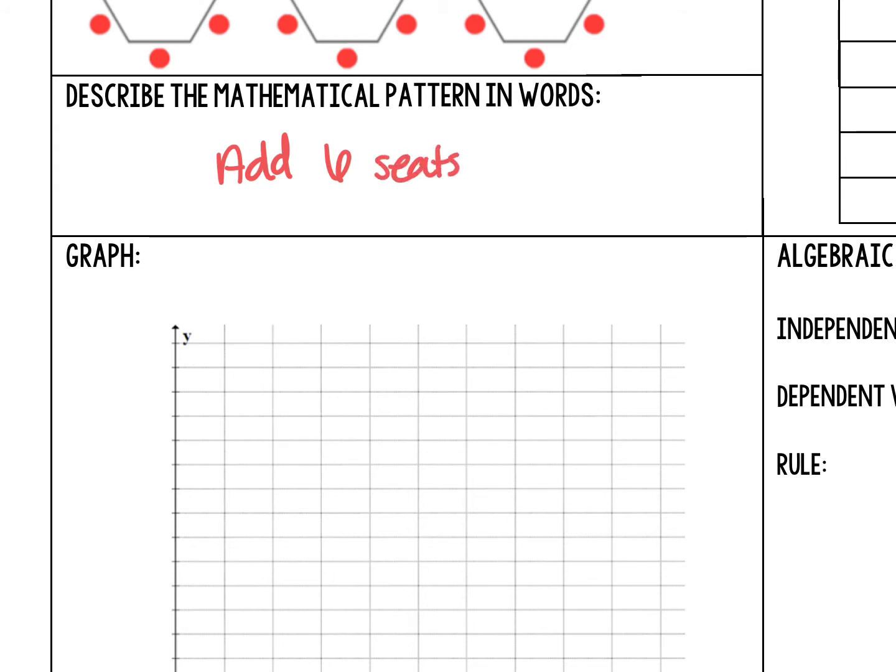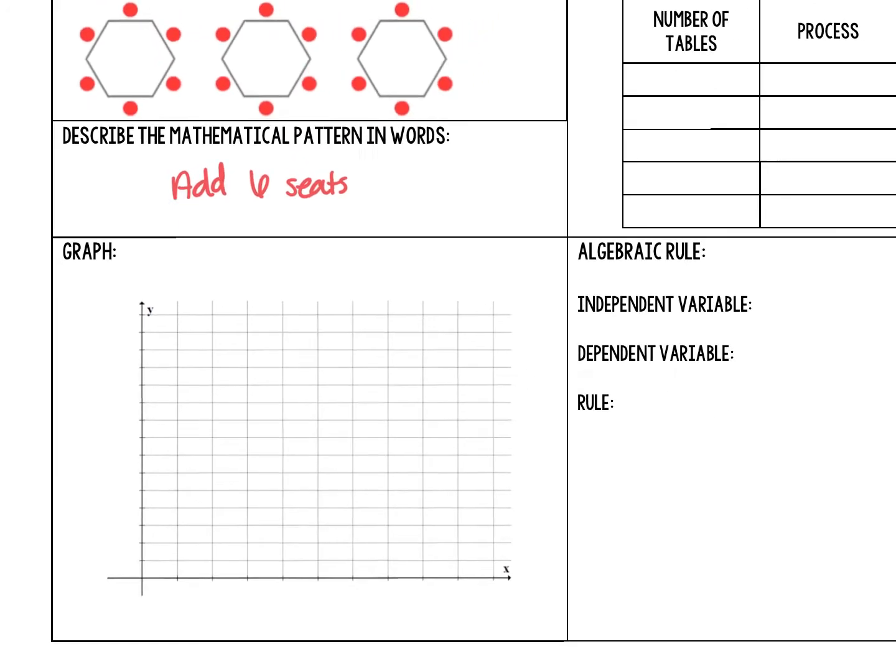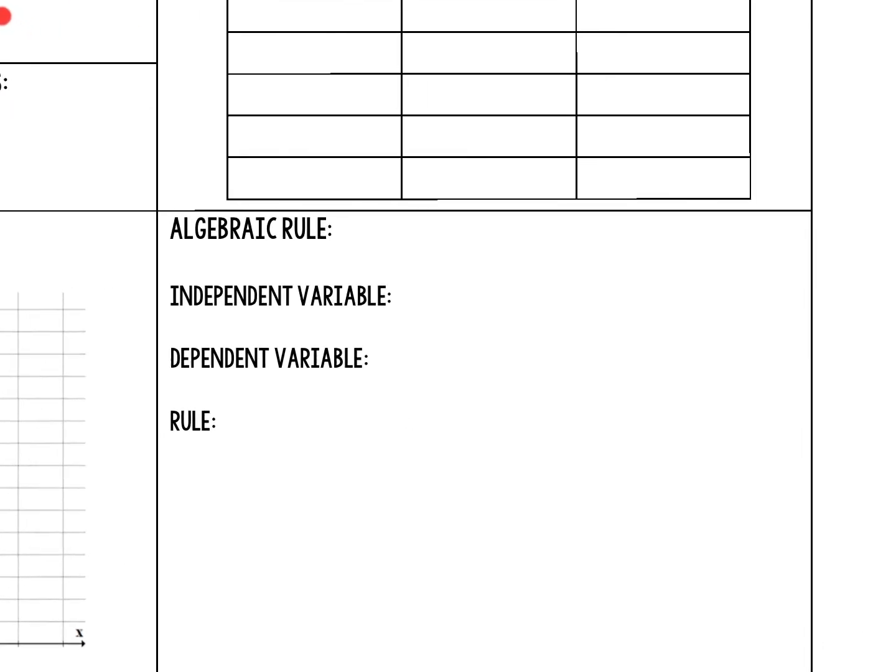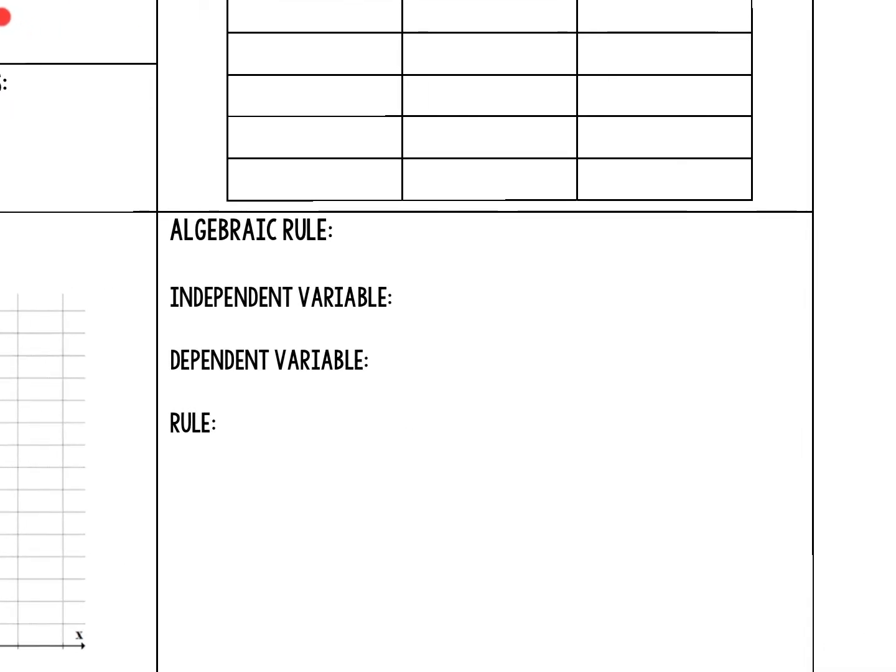So I can take that information now and create a table of values to represent that. For 0 tables, I have 0 seats. For 1, I have 6. 2, I have 12. 3, I have 18. And 4 tables, I have 24 seats. As you can see, we just added 6 each time as we stated in the pattern. We'll come back to this process piece in a second.